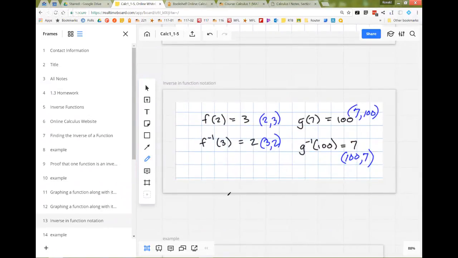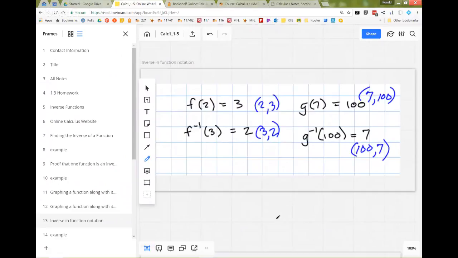So when you look at function notation, this is what happens when you do an inverse. Okay, f of 2 equals 3. f inverse of 3 equals 2. You see how the ordered pair 2 comma 3 literally got reversed, 3, 2. Or if you have g of 7 is 100, that's 7 comma 100. When x is 7, the answer is 100. Well, when you do g inverse of 100 is 7. And so an inverse literally flips the ordered pair and goes back to the original.